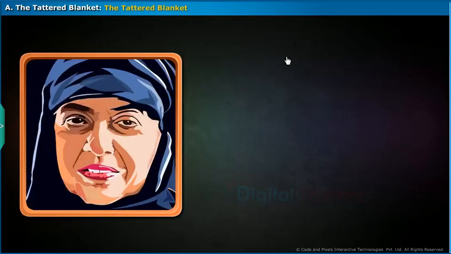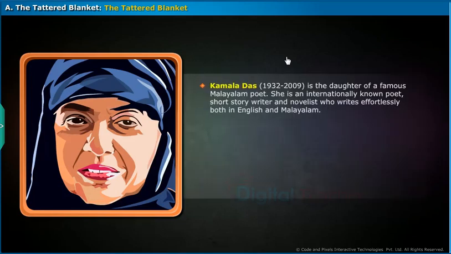The present story, The Tattered Blanket, is written by Miss Kamala Das. Let us know more about the author. Kamala Das, 1932 to 2009, is the daughter of the famous Malayalam poet. She is an internationally known poet, short story writer, and novelist who writes effortlessly both in English and Malayalam.